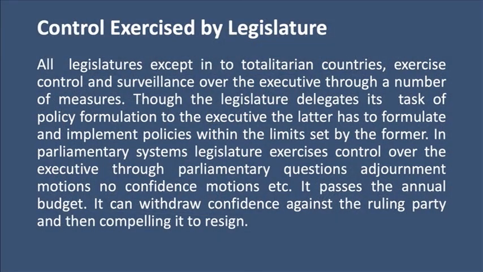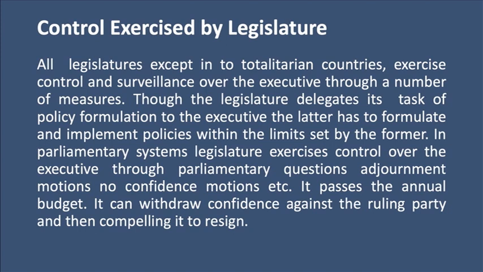Now, we will discuss the control exercised by the legislature, that is, how the legislature controls the executive and by what methods it can control. All legislatures except those in totalitarian countries exercise control and surveillance over the executive through a number of measures. Though the legislature delegates its task of policy formulation to the executive, the latter has to formulate and implement policies within the limits set by the former.